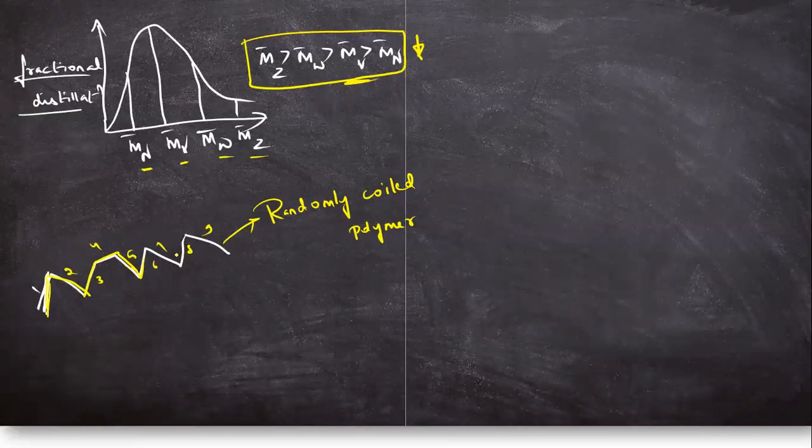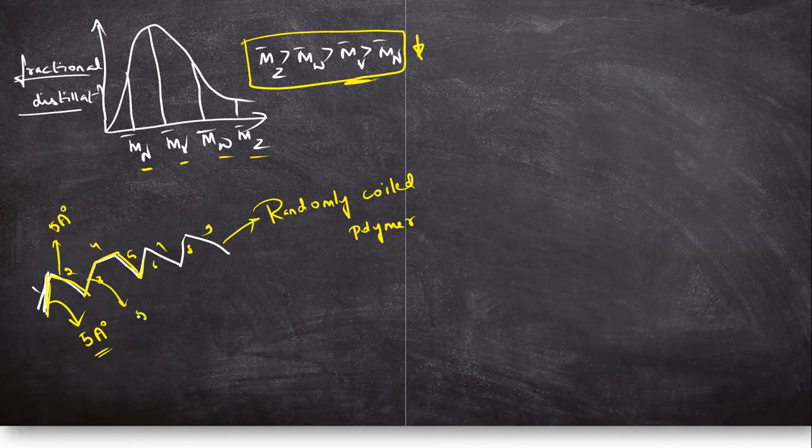Okay, there are 9 monomer units, and the length of one monomer unit, let me say, consider it is 5 angstrom. The other lengths will also be the same. So this one will also be 5 angstrom, this one will also be 5 angstrom, and so on. The length of each monomer unit is 5 angstrom.